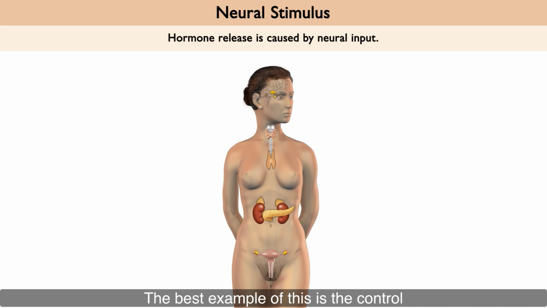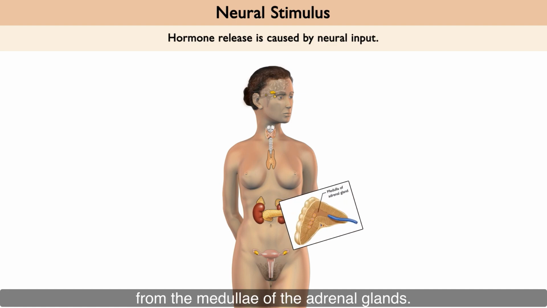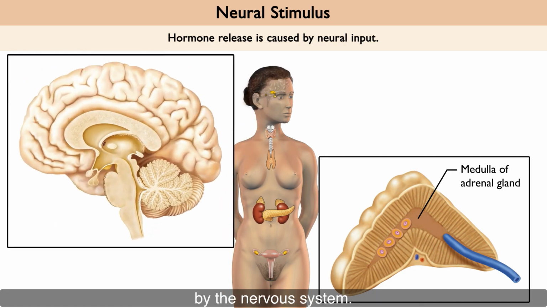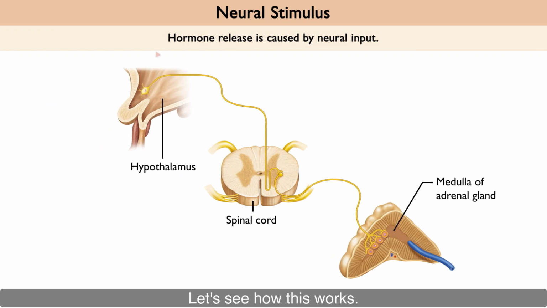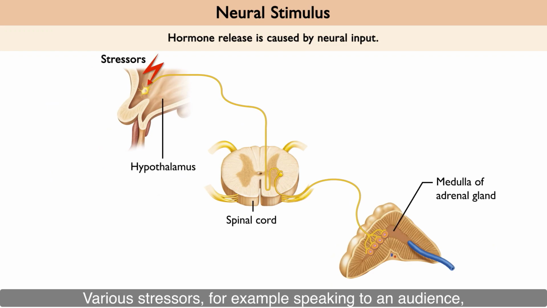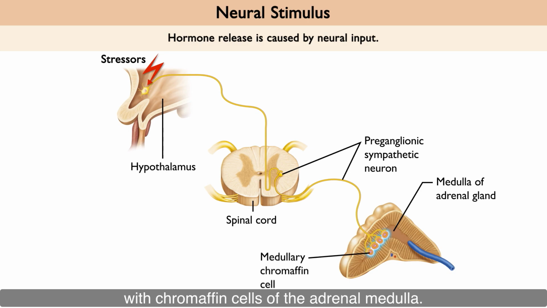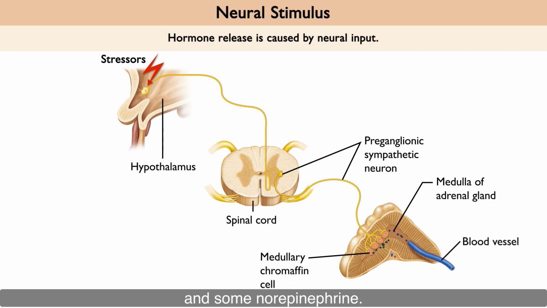The best example of this is the control of the release of the hormones epinephrine and norepinephrine from the medullae of the adrenal glands. The release of these hormones is controlled by the nervous system. Let's see how this works. Various stressors, for example, speaking to an audience, activate neurons in the hypothalamus. These neurons send action potentials down their axons to the spinal cord. There, they activate preganglionic sympathetic neurons whose axons form synapses with chromaffin cells of the adrenal medulla. It's these cells that release epinephrine and some norepinephrine.